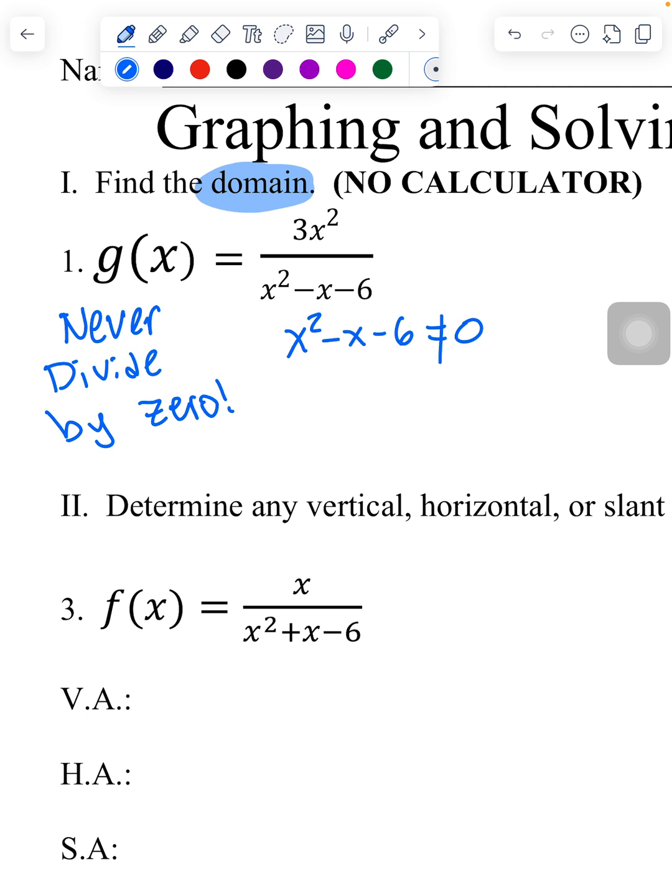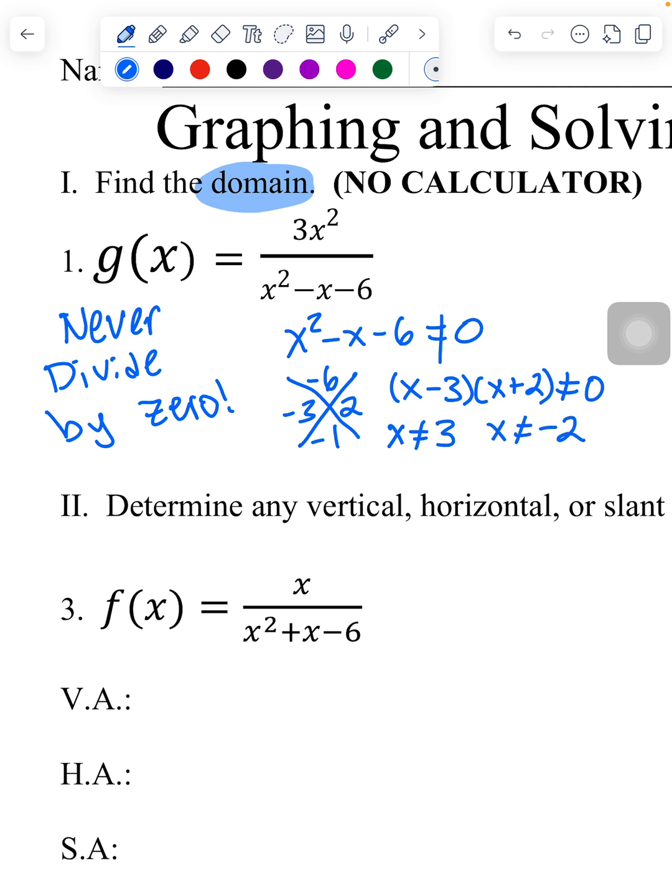And our method of factoring usually is big X. So I'm going to big X that. On top will be -6, bottom -1. Multiply to -6, add to -1: -3, +2. So our new bottom will be x minus 3 times x plus 2 cannot equal 0. So that means x cannot be +3 and x cannot be -2. And that's it for our domain.